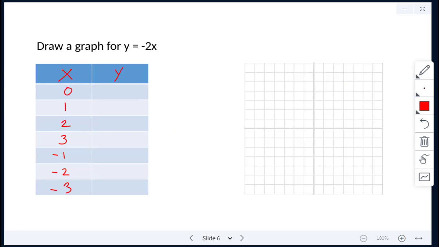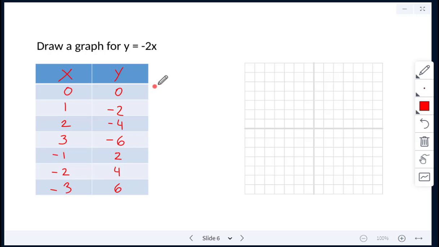Here we would get negative 2 times 0, that would be 0. Negative 2 times 1, negative 2. Negative 2 times 2 would give me negative 4. This would be negative 6. And then we would have our positive y values here because negative 1 times negative 2 would give me positive 2. Negative 2 times negative 2 would give me 4. And then this would be 6.